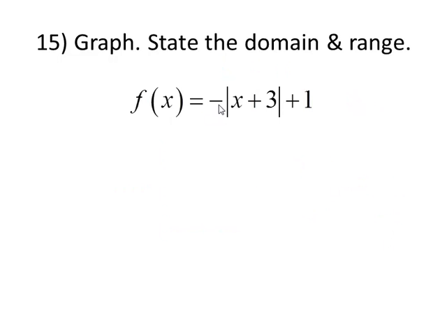Similar problem, a couple things that are different here. First, this minus sign means that it will open downward rather than upward. We can think of this as x minus -3 in the parentheses. So our V point will be at (-3, 1).